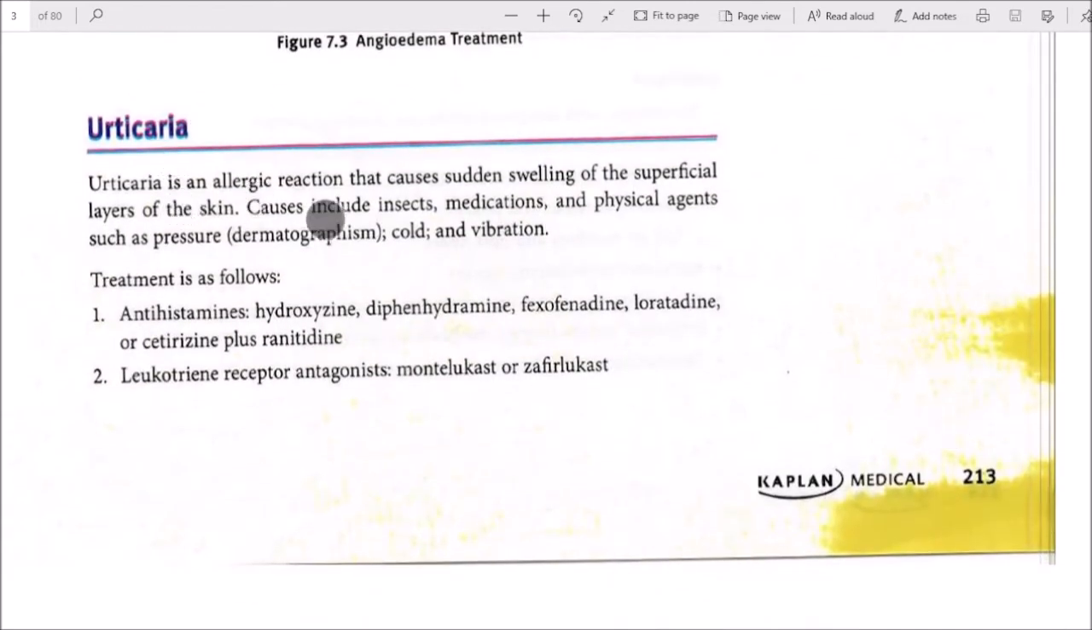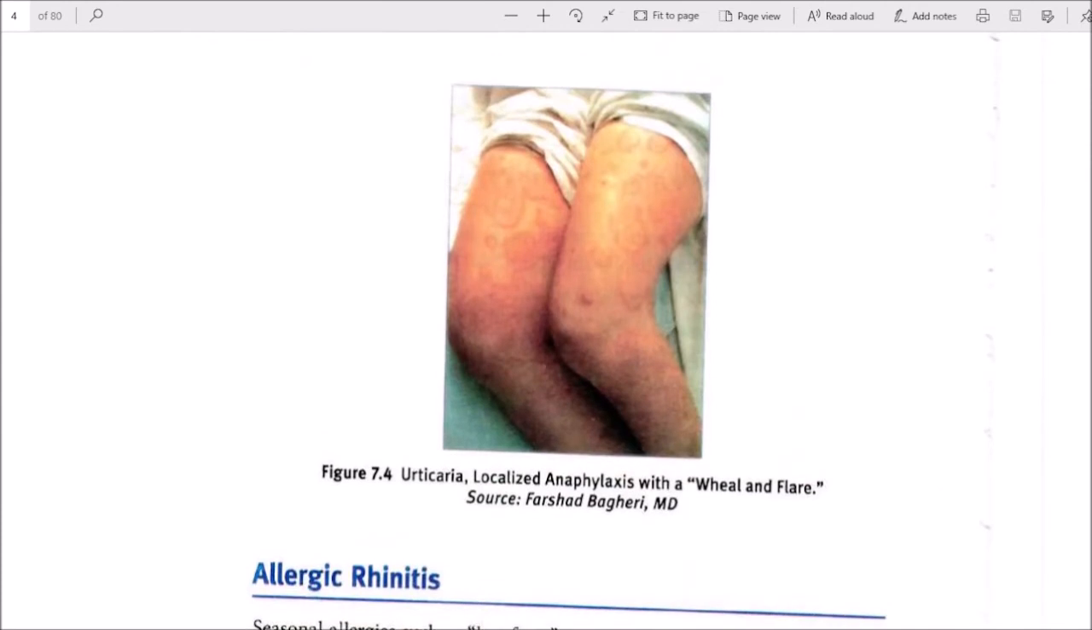Urticaria is an allergic reaction that causes sudden swelling of the superficial layers of the skin. Causes include insects, medications, and physical agents such as pressure, dermatographism, cold, and vibration. Treatment is as follows: 1. Antihistamine, hydroxyzine, diphenhydramine, fexofenadine, loratadine, or cetirizine plus ranitidine. 2. Leukotriene receptor antagonists, montelukast or zafirlukast. Urticaria is localized anaphylaxis with a wheal and flare.